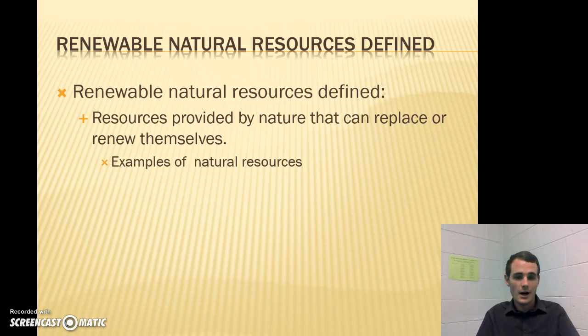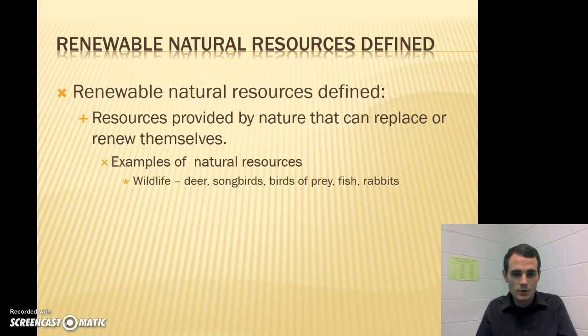That's simple. So examples of a natural resource would be wildlife. Deer, they're born every day. You can harvest deer by killing them, slaughtering them, eating them, and then more deer are born when deer mate. Same thing with birds or songbirds, birds of prey, fish, rabbits. But it's important not to overfish areas, and it's important not to overhunt areas, or you're not going to have that renewable factor.